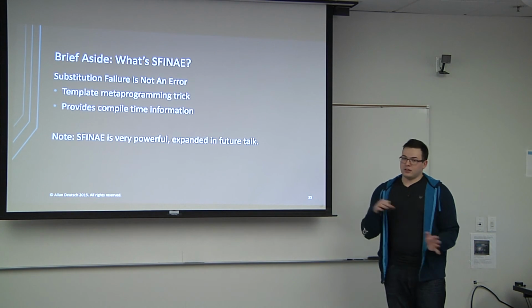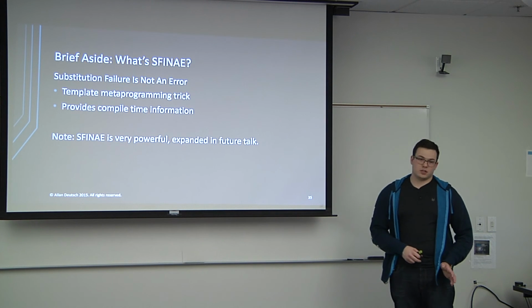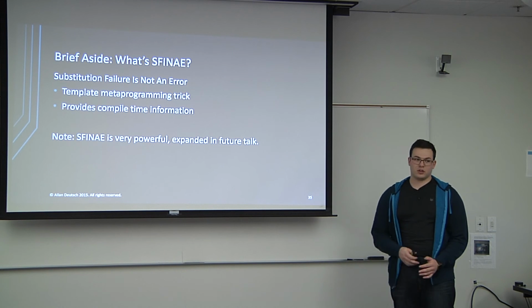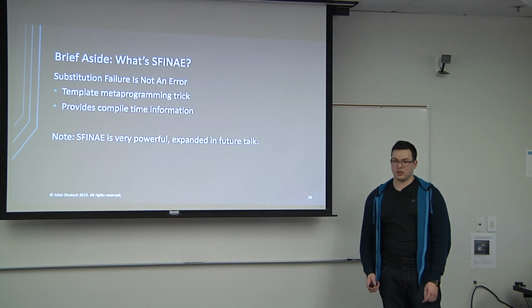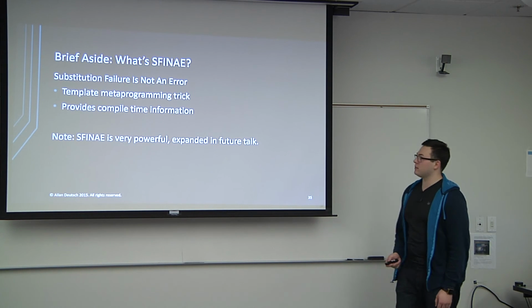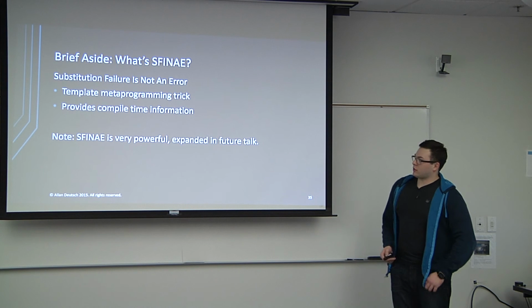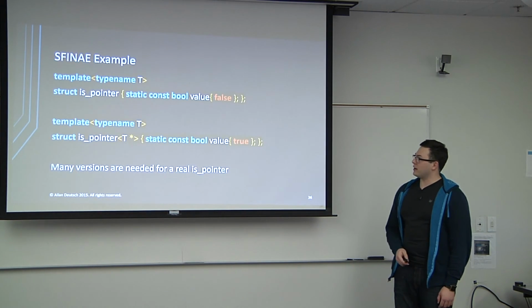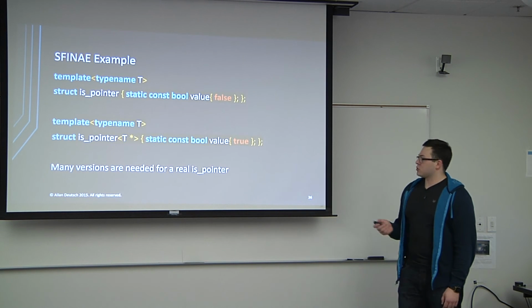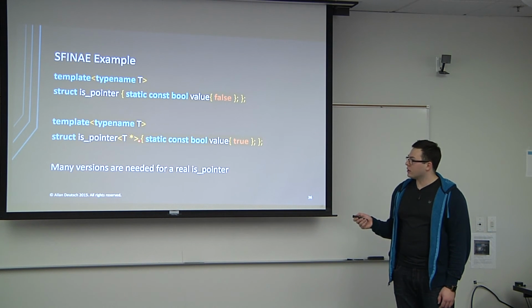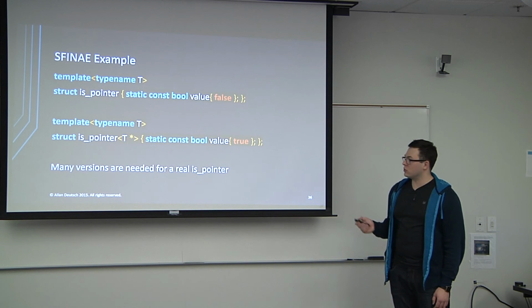So a brief aside is about SFINAE, which is a template metaprogramming concept called substitution failure is not an error. So if the compiler is trying to resolve a template substitution and it fails, rather than that being an error, it'll try other instances of the template to instantiate it. So it gives you a lot of compile time information, and I'll probably talk more about it in a future talk. But anyway, an example here is you can have some sort of struct, like isPointer, and by default it's false. But then we have a specialization for it here, for pointers, and that value is true.